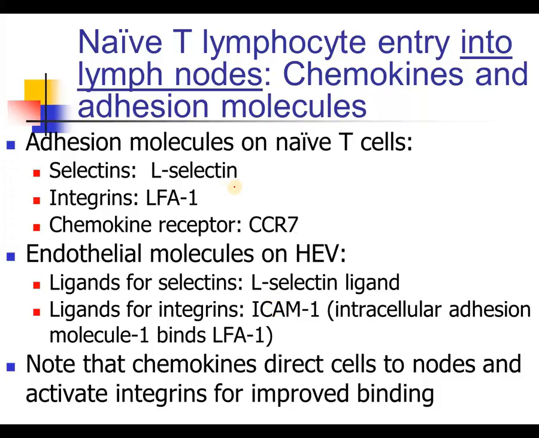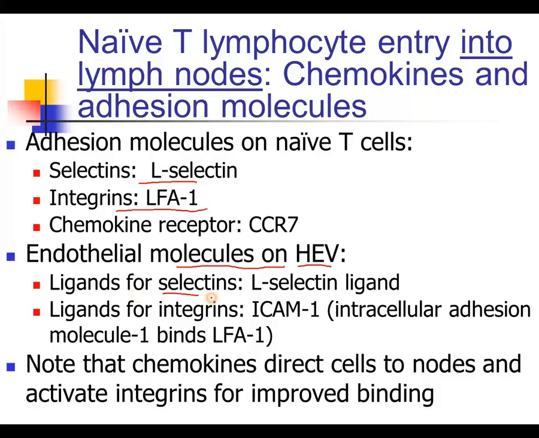There are adhesion molecules on the naive T cell, like L-selectin. There's an integrin, LFA1, which you've seen before. There's a chemokine receptor, CCR7. You've actually seen this before with regard to dendritic cells getting to lymph nodes. So these molecules are found on naive T cells in circulation, and it provides them the ability to go to the lymph nodes. You have to have corresponding molecules on what are known as high endothelial venules within the lymph nodes. These are essentially blood vessels that lead into the lymph nodes.